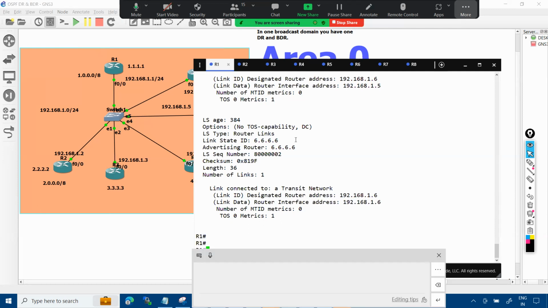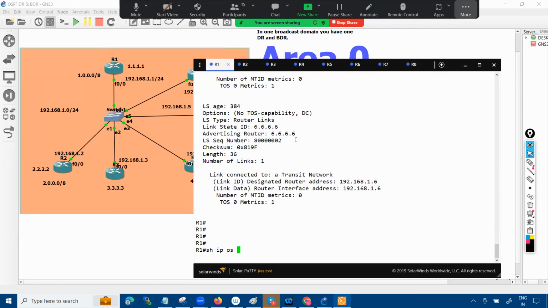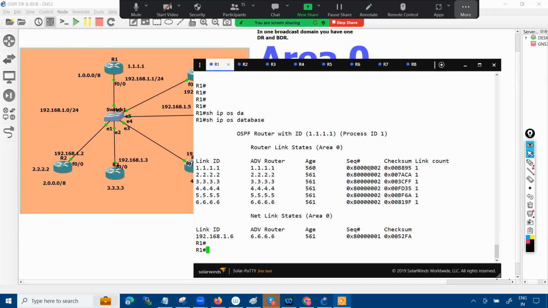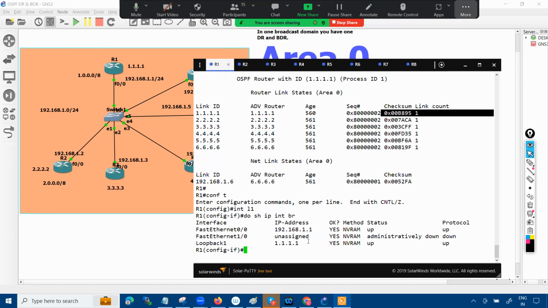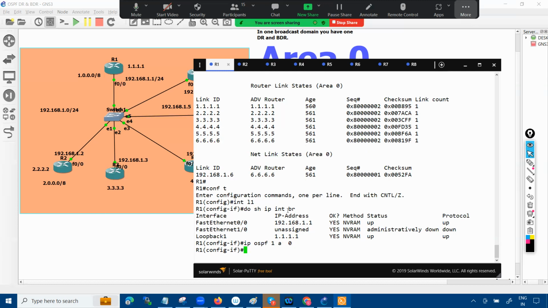Let's do one thing. If you see show ip ospf database right now, the sequence number is 2, age is 560, checksum is B895. What is the link count? Now I'm going to add another link. I have loopback number 1 in the interface brief, and I'm going to enable ip ospf 180 for this particular interface. I can advertise by the interface-level command, or you can use the network statement. Both are fine. If I press enter, what happens?